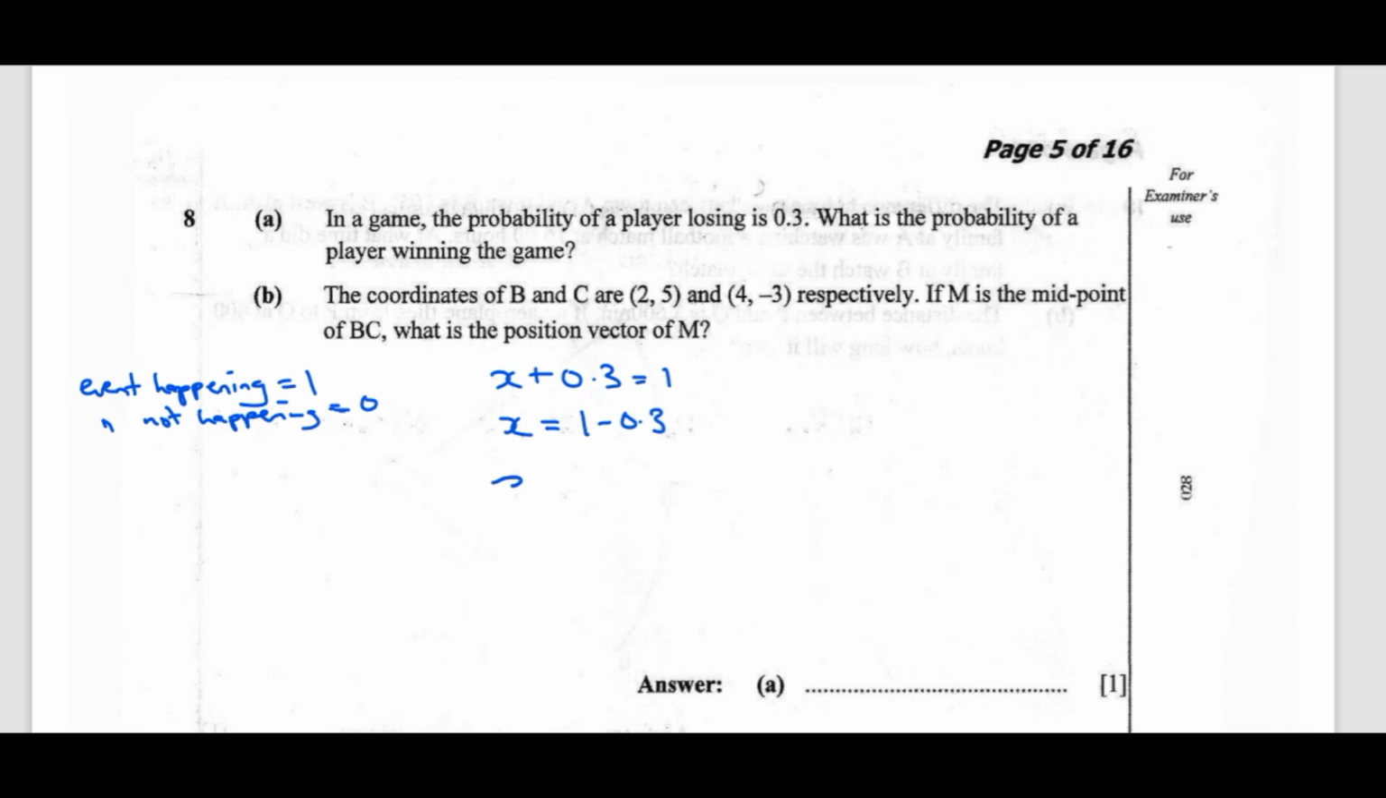And then x is equal to negative 1 minus 0.3. So what do we have? So we have 0.7. So that is the answer there. Let us move to B.